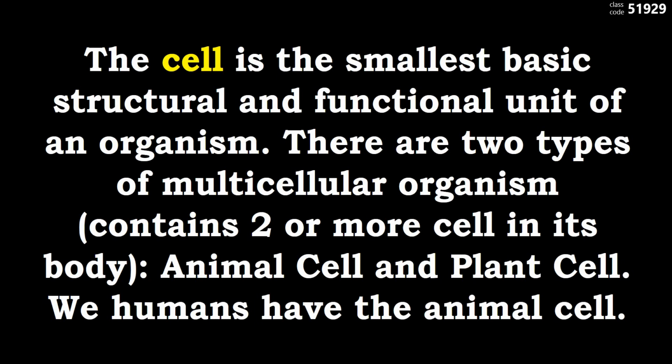There are two types of multicellular organism, which contains two or more cells in its body. We have the animal cell and the plant cell. We humans have the animal cell.